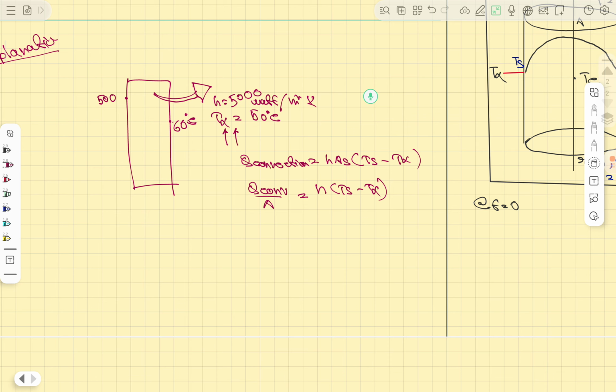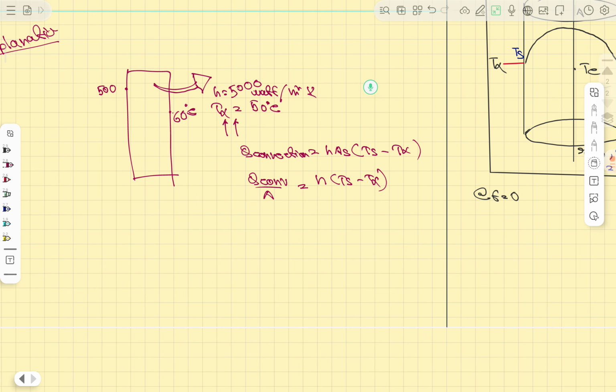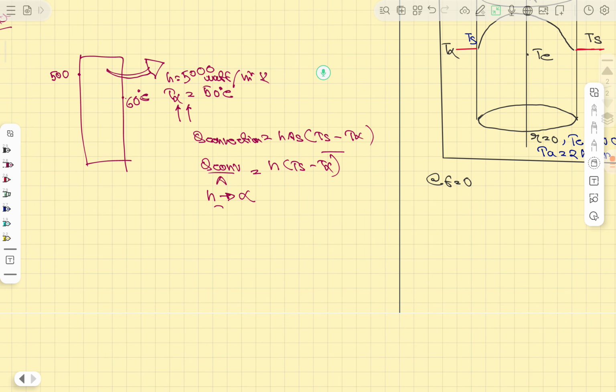So here I can say Q convection is equal to what? h A_s (Ts minus T infinity). Correct? So let us say Q convection per unit area is equal to h (Ts minus T infinity). Now what I want to say: as your h tends to infinity, if h is more and more, then what happens? This Ts minus T infinity tends to 0.